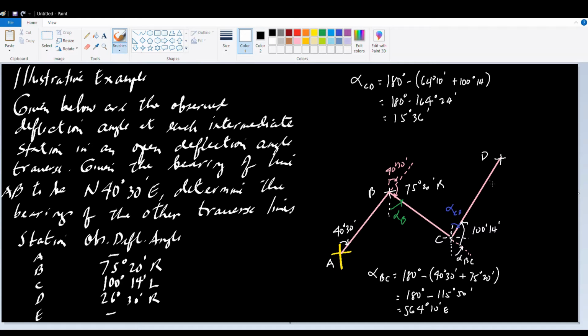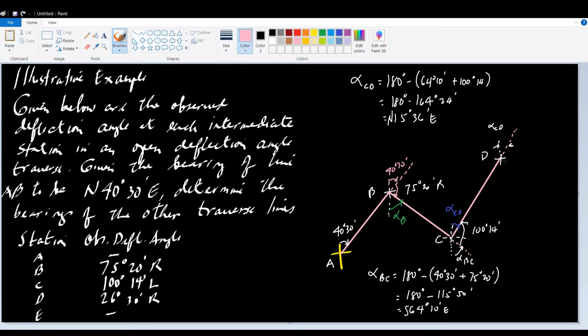179-60. Alright. And then finally, we determine the bearing of line DE by making an extension of line CD. By the way, what is the direction of CD? It is in a northeasterly direction. So this is also alpha of CD. Alright. Then we lay out the deflection angle at D, which is 26-30 right.